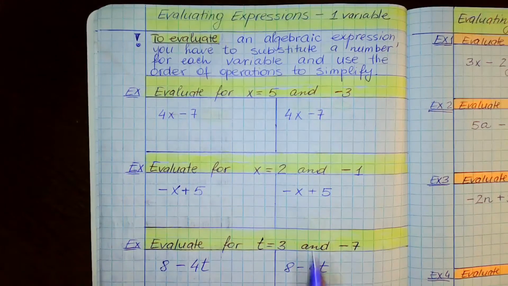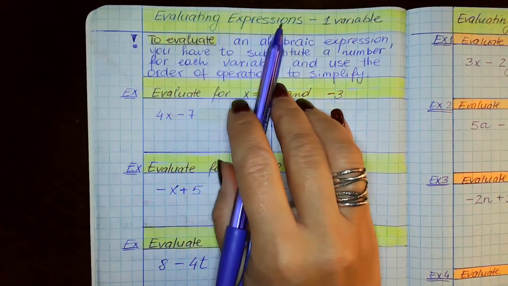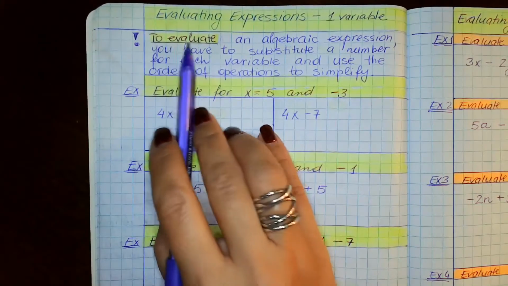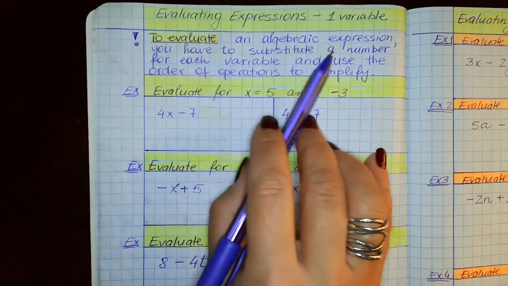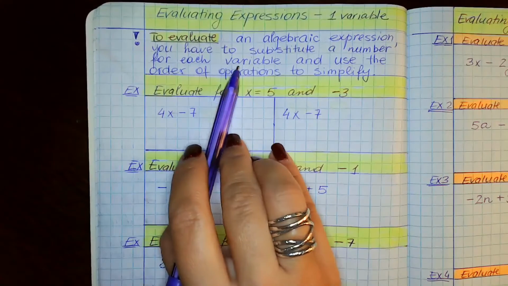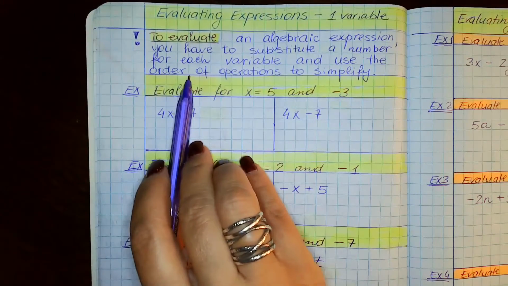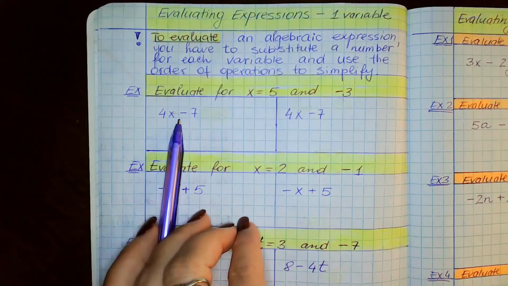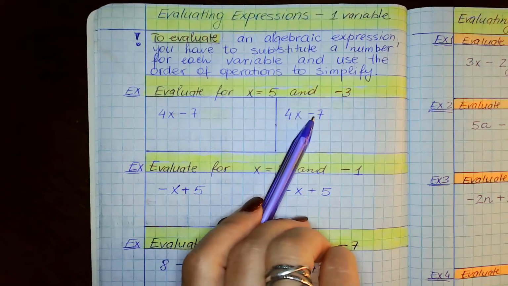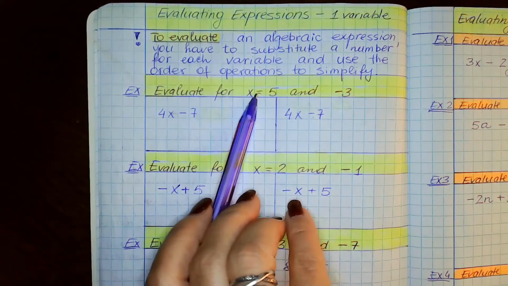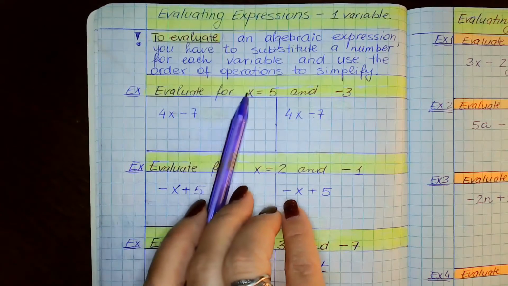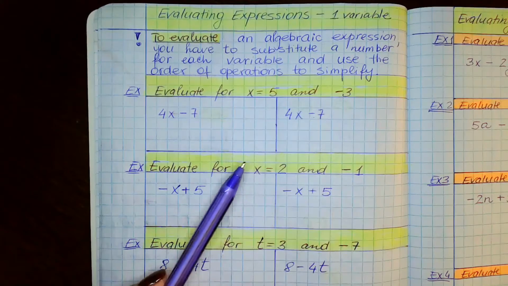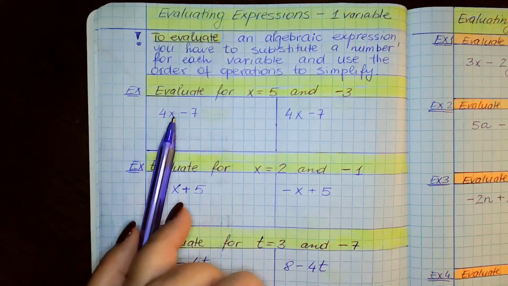In this video, we'll be evaluating expressions, and I'll be using one variable today. What is evaluate? To evaluate an algebraic expression, what you have to do is substitute the number for each variable and use the order of operations to simplify. So for instance, I have the expression 4x minus 7, and I'm going to use the same expression to evaluate for two different values. First, I'll evaluate for x equals 5, and then for the value of x, I'll use negative 3.